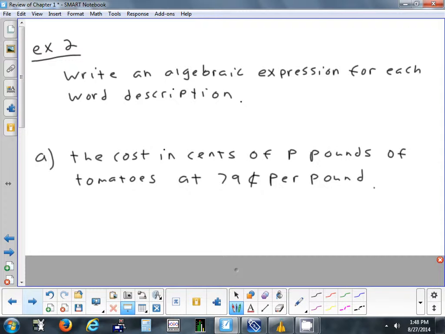P times 0.79. If you want to do it in dollars, you can make it 0.79, or if you just want to keep your answer in cents, just 79. So there's an expression that tells you the cost of buying P pounds of tomatoes. If you buy 300 pounds, it's 300 pounds times 79 cents. Any question on that expression? Okay. So you don't see the words multiplied by in here, but you've got to know that it's multiplication.